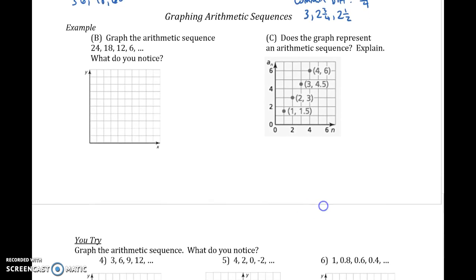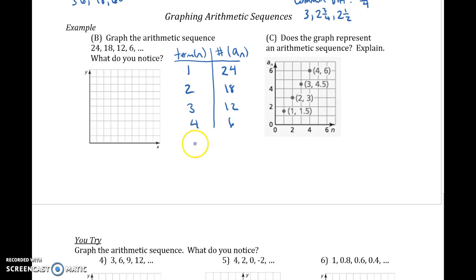Well, what you can do is you can basically create a table. And your table would be your term, right, which is your n value, and then the number in the sequence, which is your a sub n. So I can create a table, and again the term, for example 1, corresponds to 24 because that's the first number in the sequence. Then the second number is 18, the third number is 12, and the fourth number is 6.